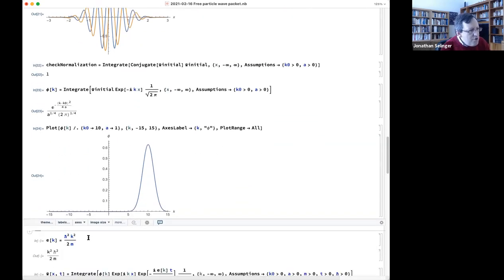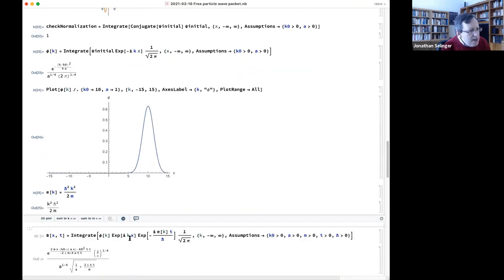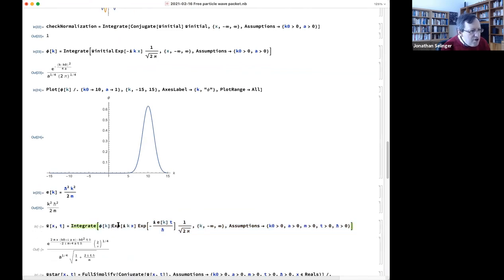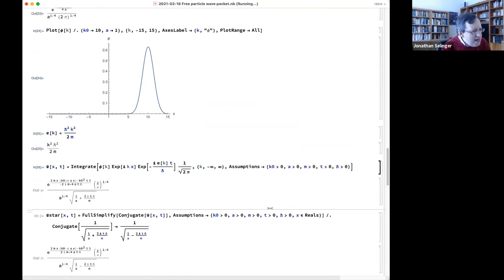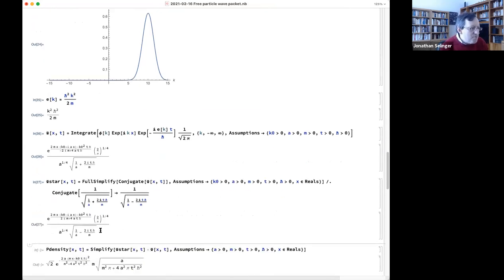Then we can predict what happens in the future, the same way as before. We have our energy, so we can make the integral of phi of k times the position-dependent factor, e to the ikx, times the time-dependent factor, e to the minus i energy time over h bar, integrated dk over root 2 pi. And luckily, Mathematica can do that integral too. It may take a minute to do. Mathematica can do it. And here's the answer from when I calculated it before. And here is the complex conjugate of that.